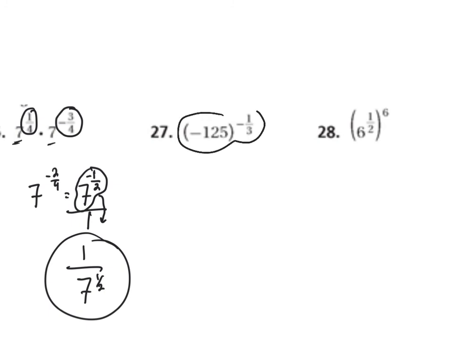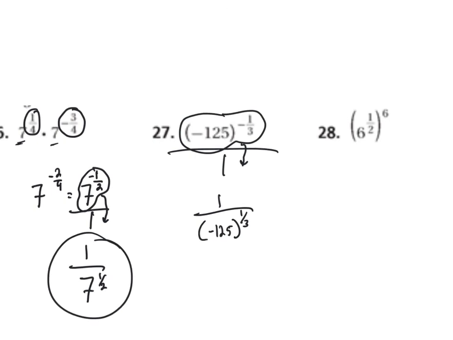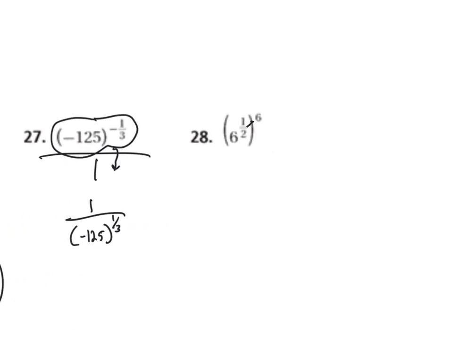Negative, so that's okay. All right, it's above a fraction, so let's move it down. So now I'm going to get 1 over negative 125 to the 1/3 power. Once it moves, it changes back to a positive. Power to a power, because we got one base here, it's going to be 6 to the, pretend that's a fraction, tops together, bottoms together. 6/2 is also the same thing as cubed, right?